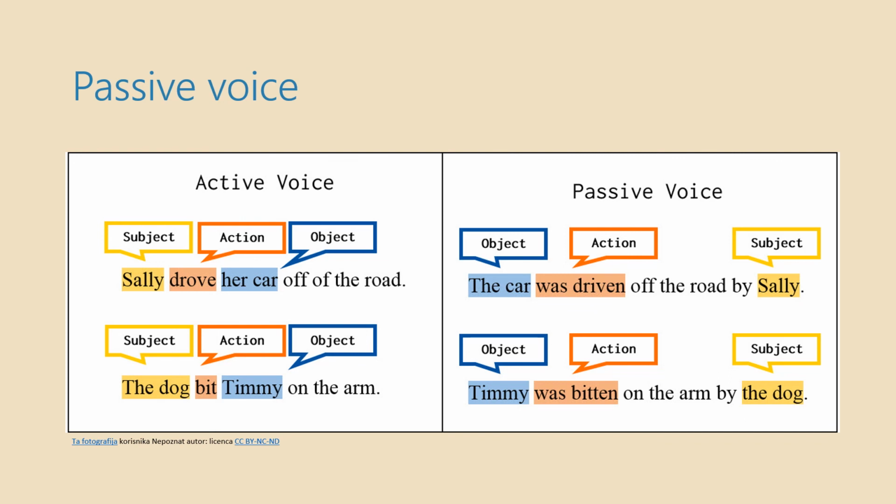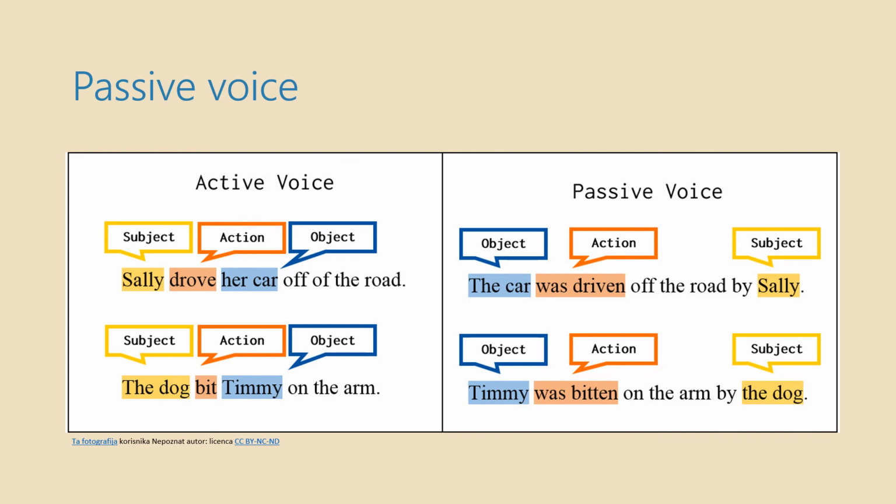So drove from the active sentence becomes was driven in the passive voice. And finally, the subject of the active sentence will become the doer in the passive sentence, introduced by the word by. The same sentence in the passive voice is: The car was driven off the road by Sally.